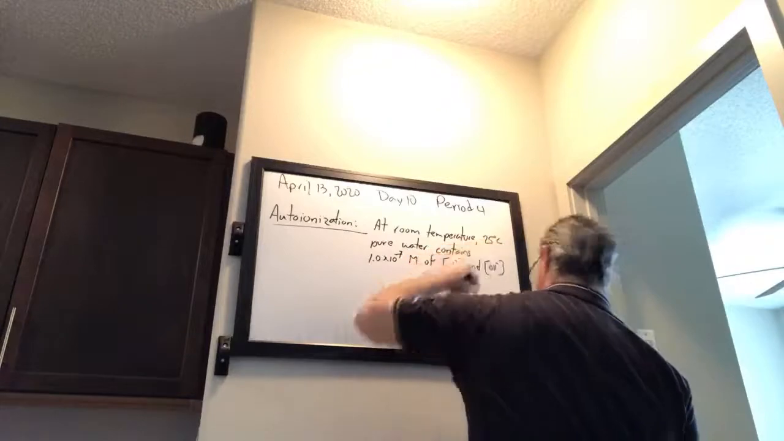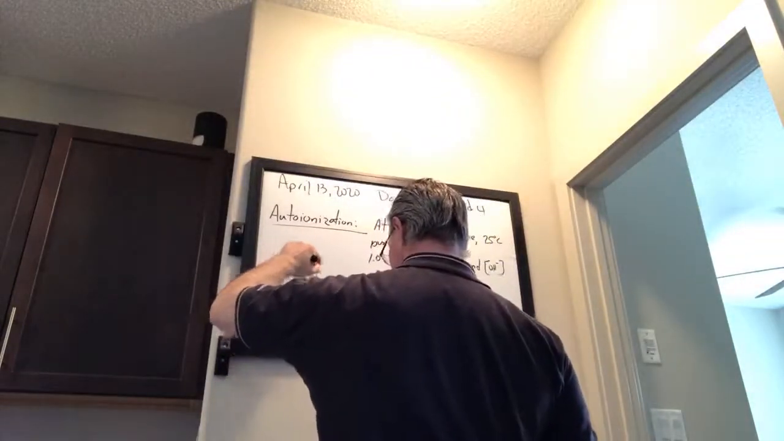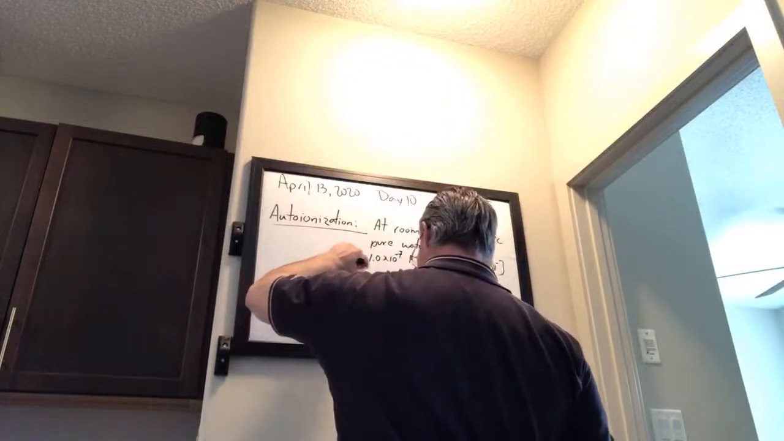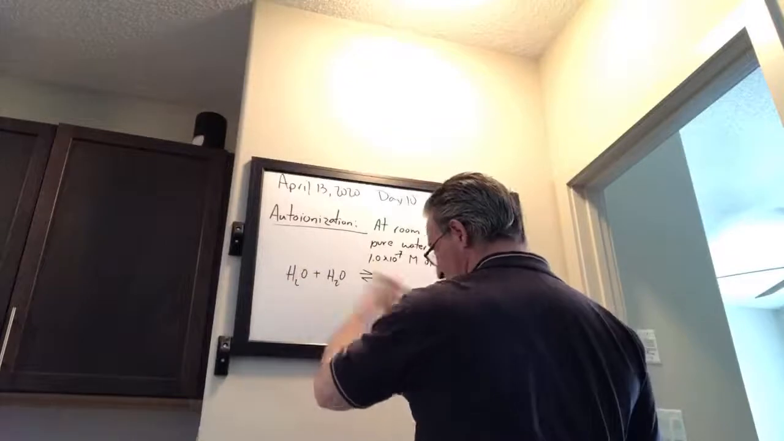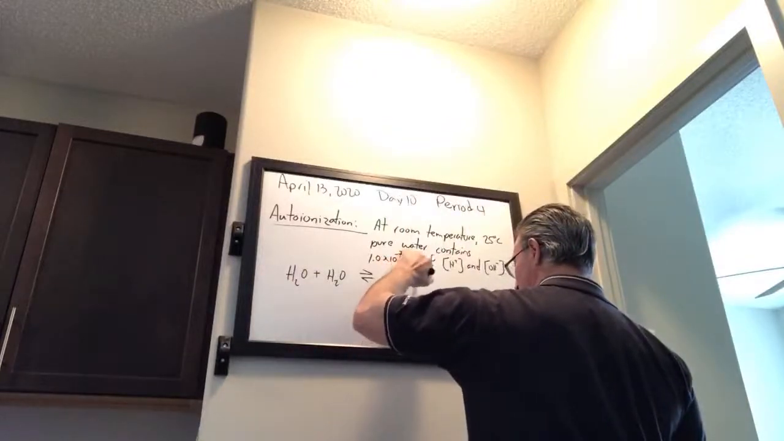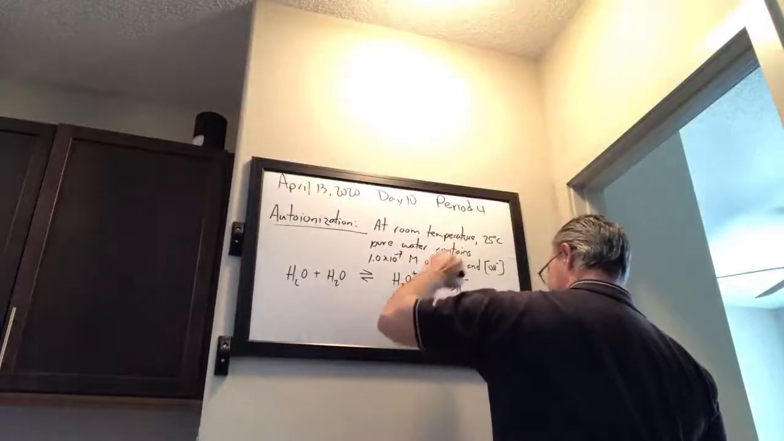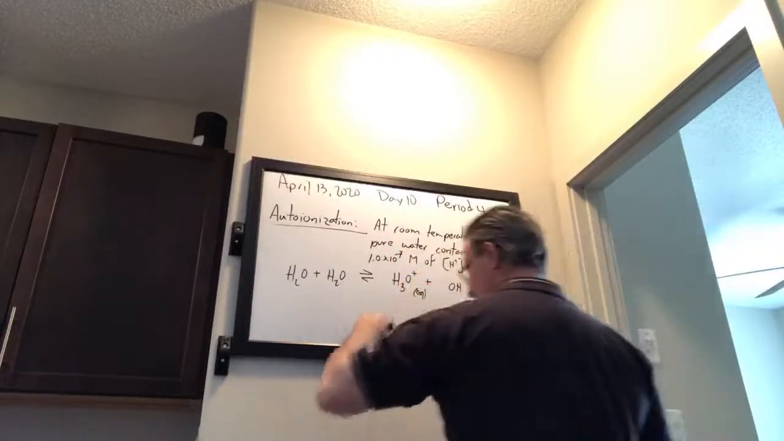So what's happening is that water molecules, two water molecules can collide, and on a rare occasion, one water molecule pulls a proton off the other molecule and you get a hydronium ion and a hydroxide ion. Obviously both of them are aqueous.